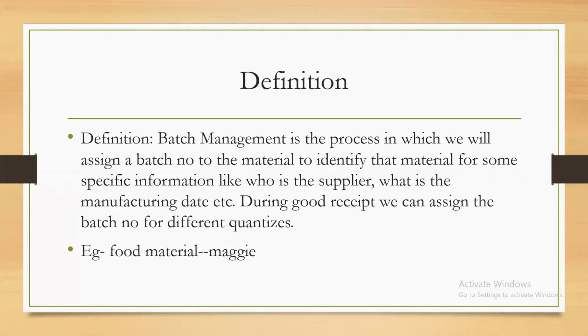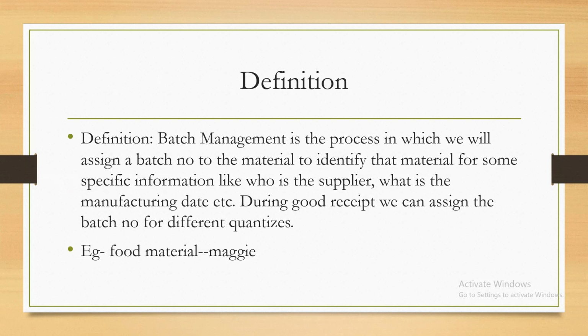So, what is the batch management process? Batch management is the process in which we can assign a batch number to the material to identify that material for some specific information, like who is the supplier or vendor and what is the manufacturing date, etc. During goods receipt, we are assigning a particular number to the material for some quantity, that is the batch number. So why is the batch number important?